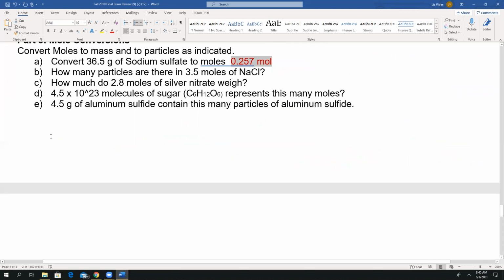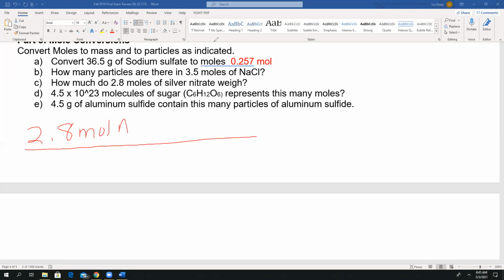How much do 2.8 moles of silver nitrate weigh? Okay, so now we have the opposite, right? We have a backwards one. So we need to say 2.8 moles of silver nitrate. We need more mass because we're changing it to grams. So in order to do that, we say we have 1 silver.